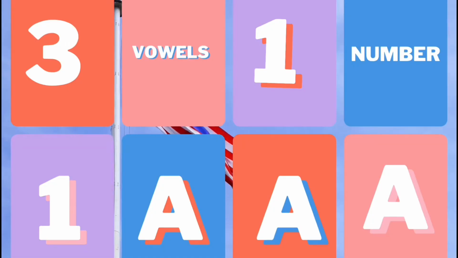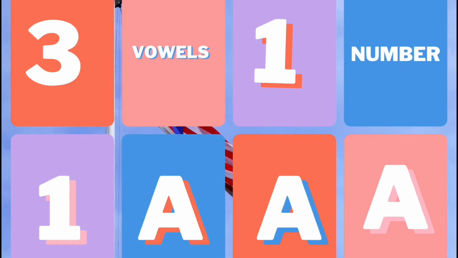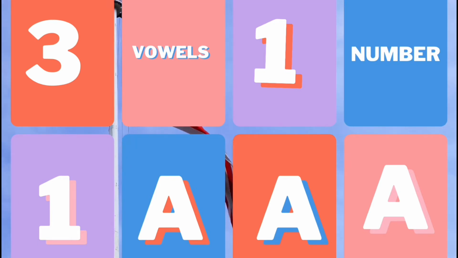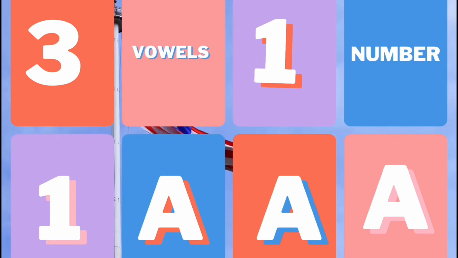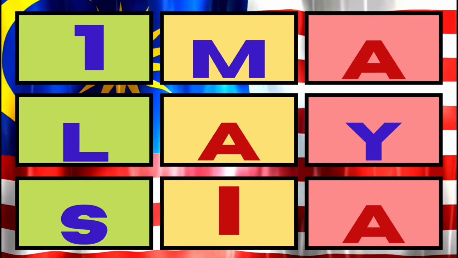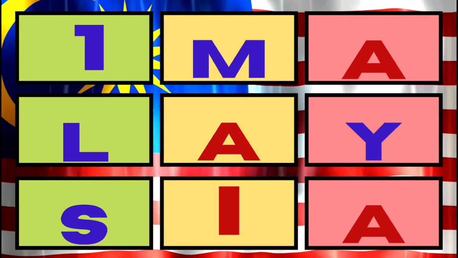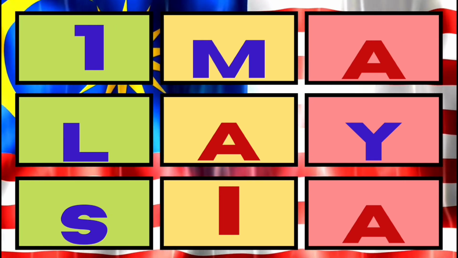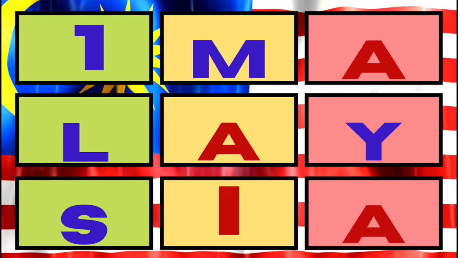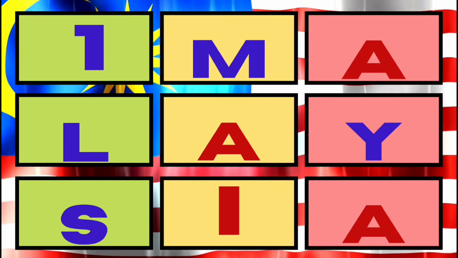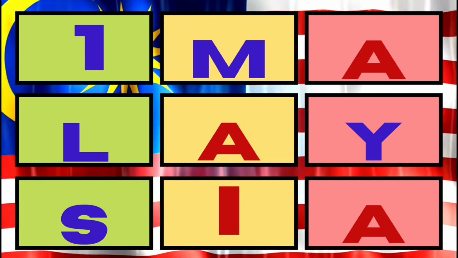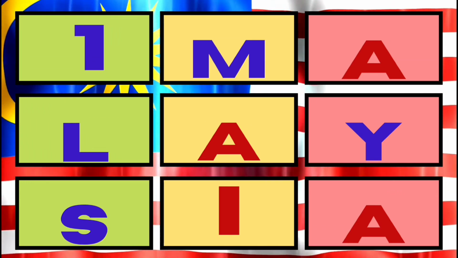For part A, we are asked to arrange. So basically we want to study the letters. We have 3 vowels A and 1 number. So the vowels are A, we have 3 A's, and after we minus out the 3 A's, we have a balance of 6 letters, which are the 4 consonants M, Y, L, S, and the 1, and I is a vowel.